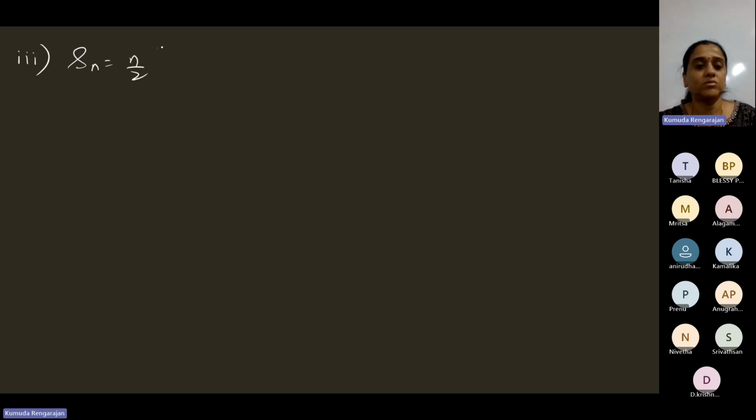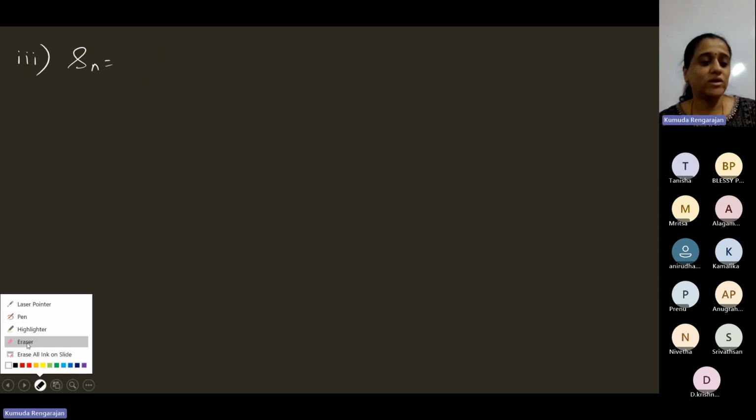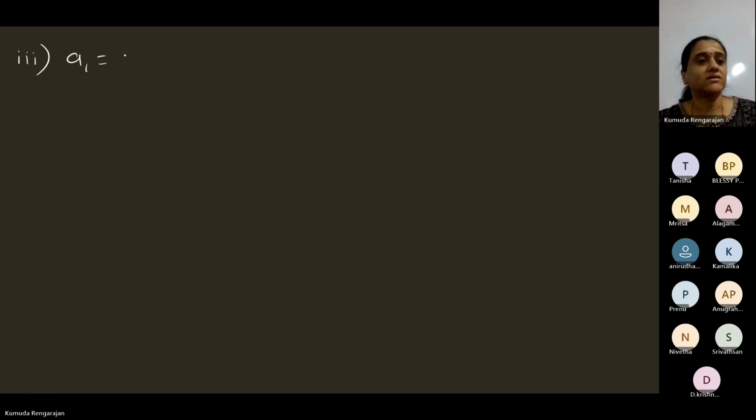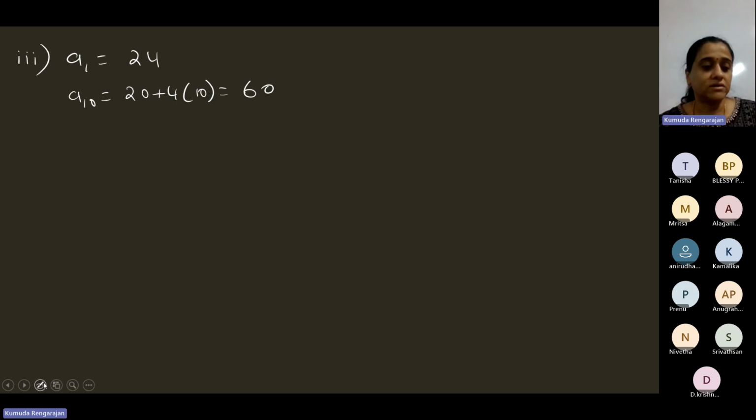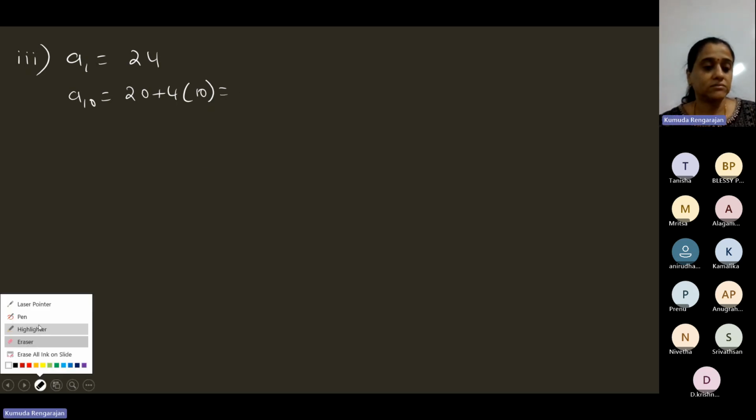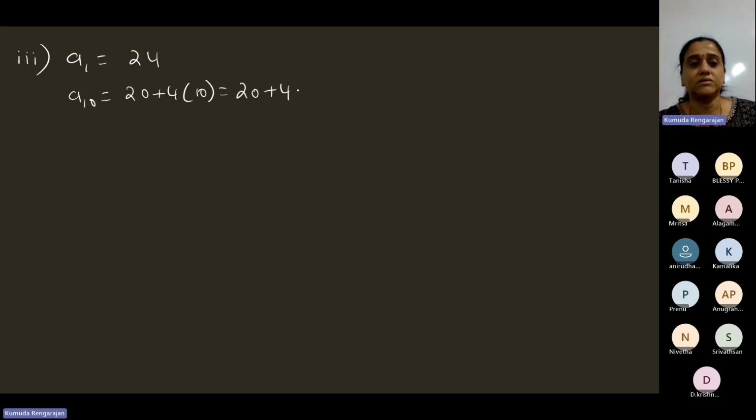Sn is equal to n by 2 of... No, what's the question, by the way? First 10 terms. Because we've all done it like that, we'll just do it in a different way. What is A1? 24. What's A10? 20 plus 4 into 10. So 20 plus 40, 60.